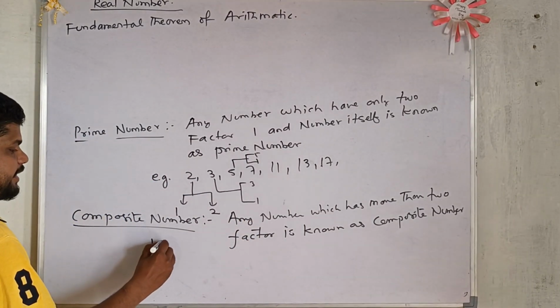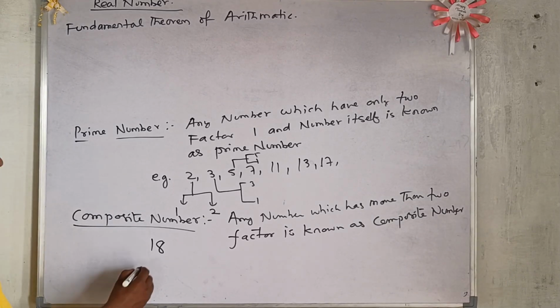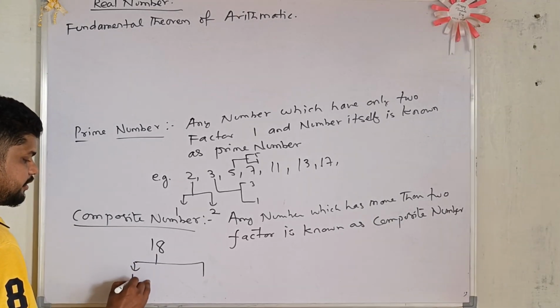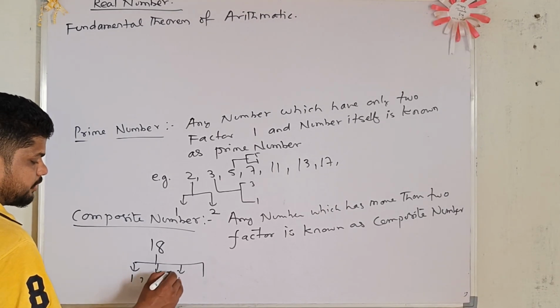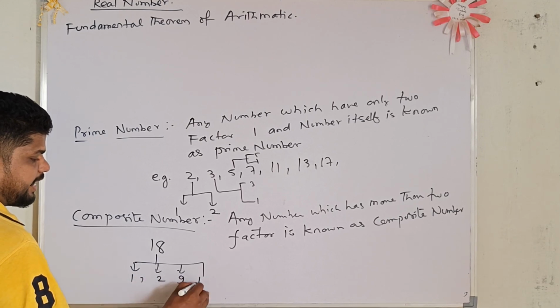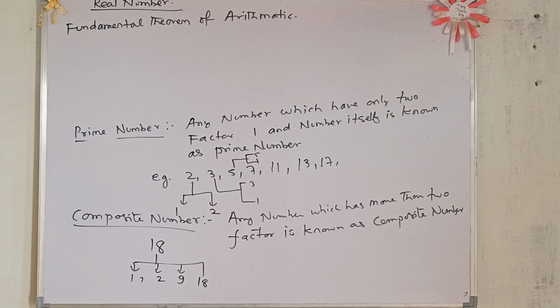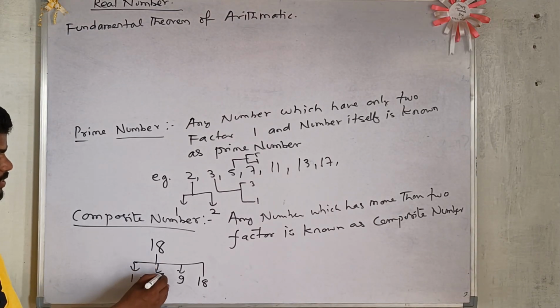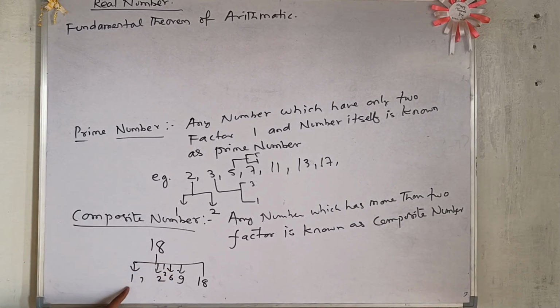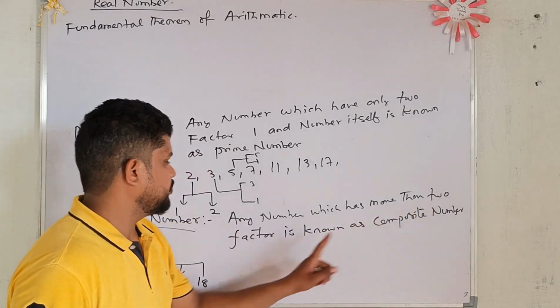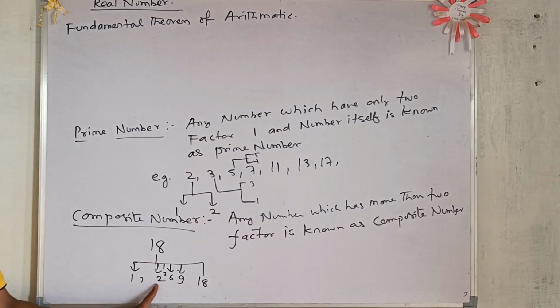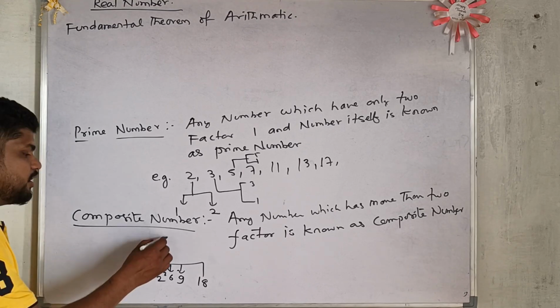Okay, let me give you some more examples. Like 18. Why is 18 a composite number? So 18 has the factors 1, 2, 9 and 18 itself. 6 and 3 are also there. So these are the factors of 18: 1, 2, 3, 6, 9, 18. Here we can clearly see that 18 has more than 2 factors, so it is called a composite number.